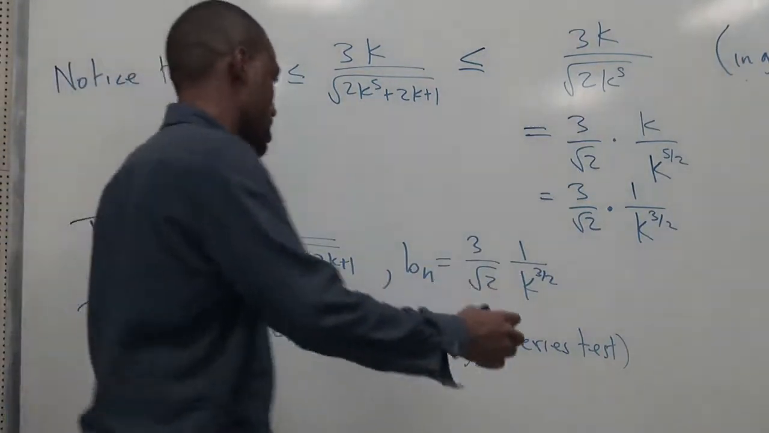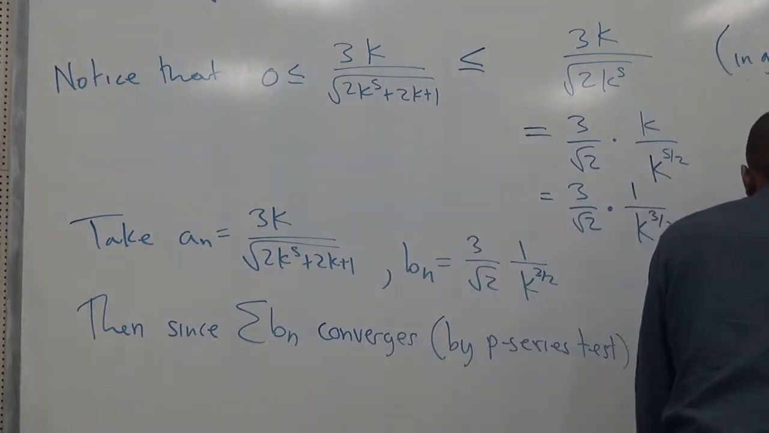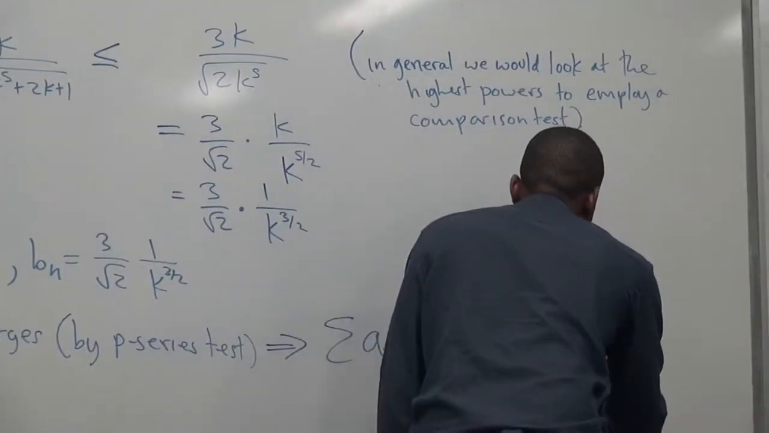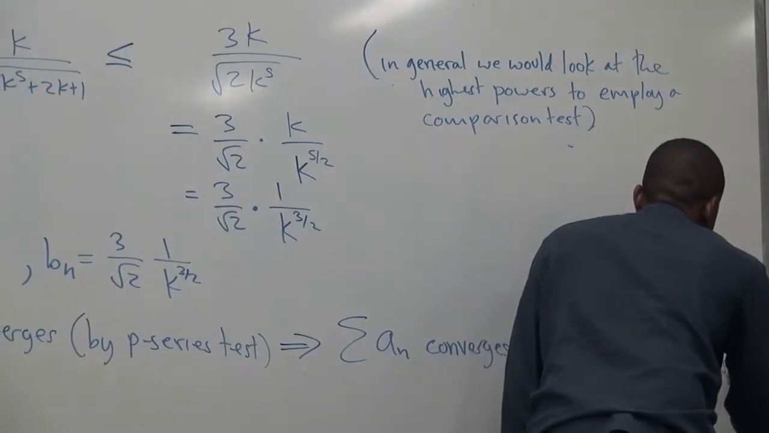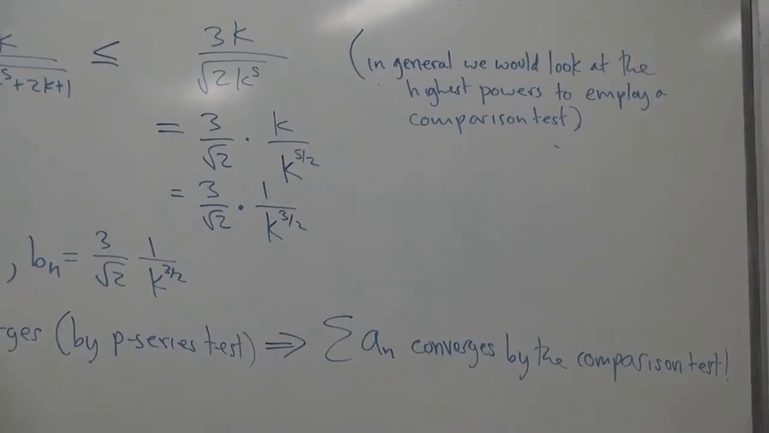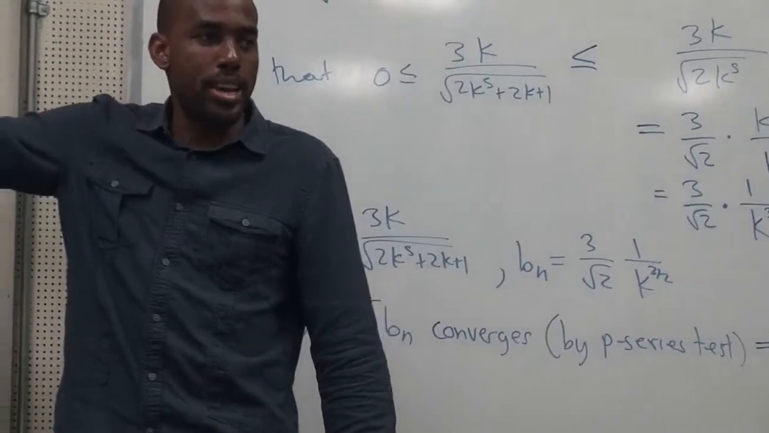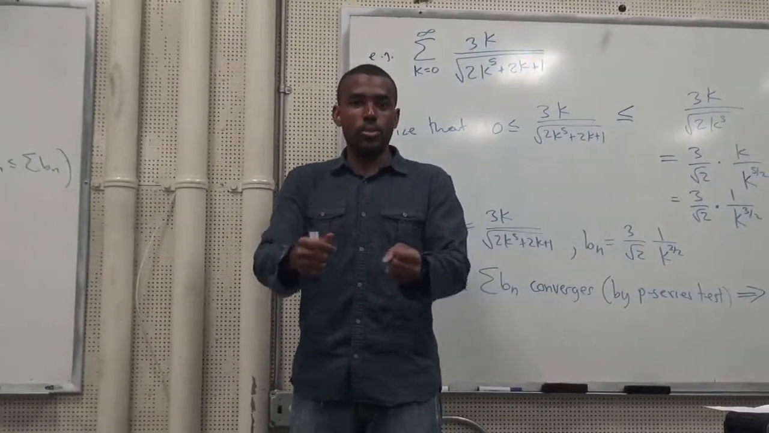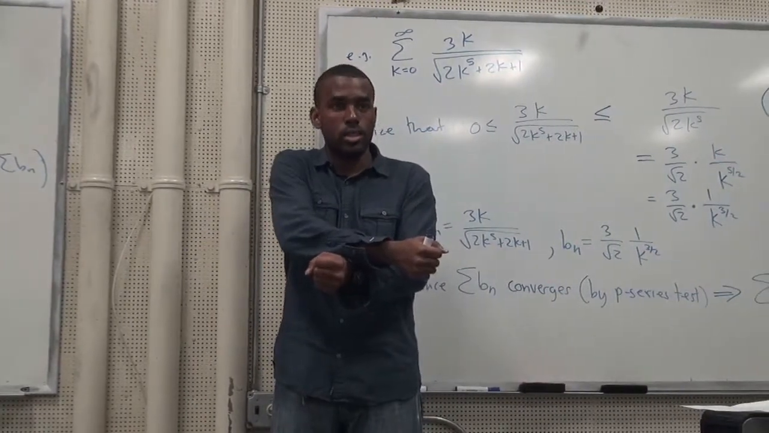Which means an converges by the comparison. And this is actually typical. In general, you won't be given both an and bn. They're not going to tell you what the an and bn are. You're just given a single thing, and you have to figure out something bigger than it that converges or something smaller than it that diverges, right?